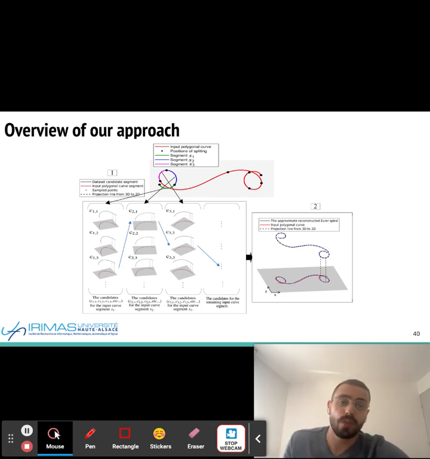So, as an overview of the entire approach, starting from the splitting and matching step, to the segment connecting, and finally the curve smoothing to form the reconstructed curve, it is illustrated in this figure.